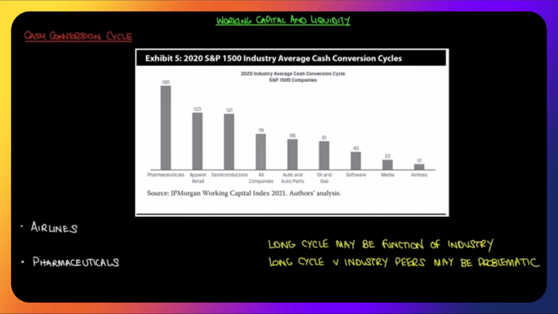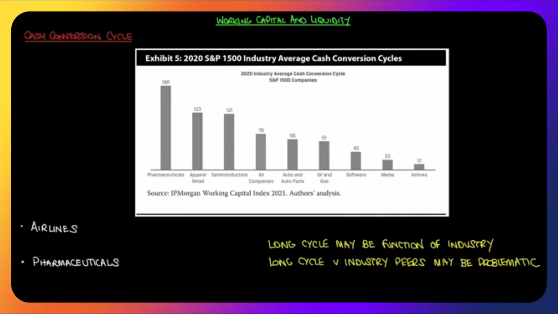Did you get it right? Pharmaceuticals is the 180, airlines is the 12. Why? Think about how much inventory airlines have. Very little. I mean, they will have some inventory, all the stuff that goes onto the carts to get served and so on, but very little. That's the nature of the industry.